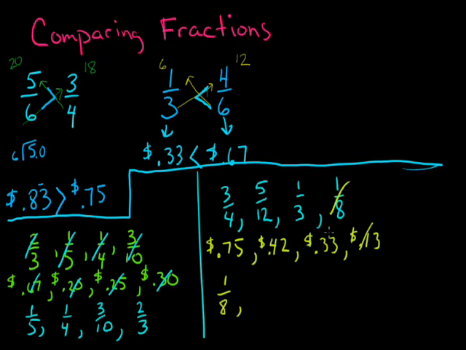Okay, 33 cents is the next smallest. 1/3 is a little bit bigger. Then the next bigger fraction is 5/12. And then lastly, the largest fraction is 3/4, right there. Okay? You do not compare fractions just by looking at the denominator.